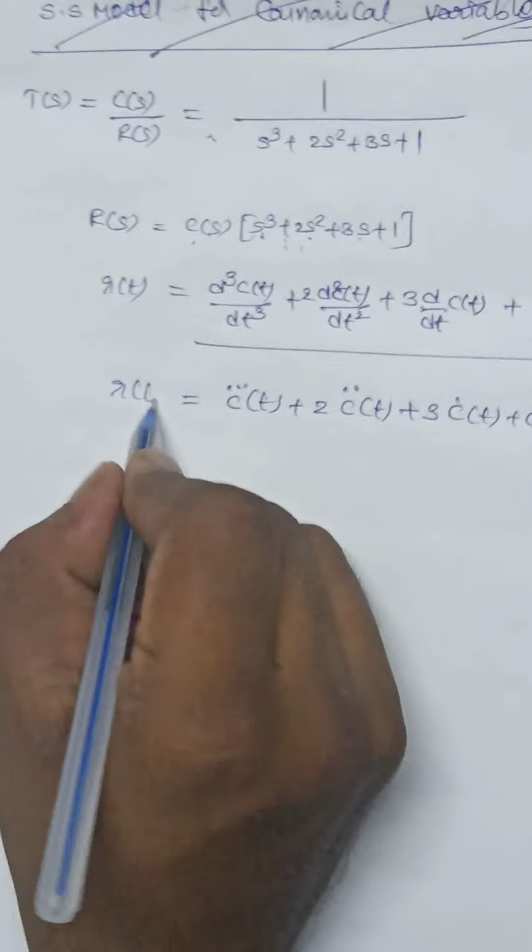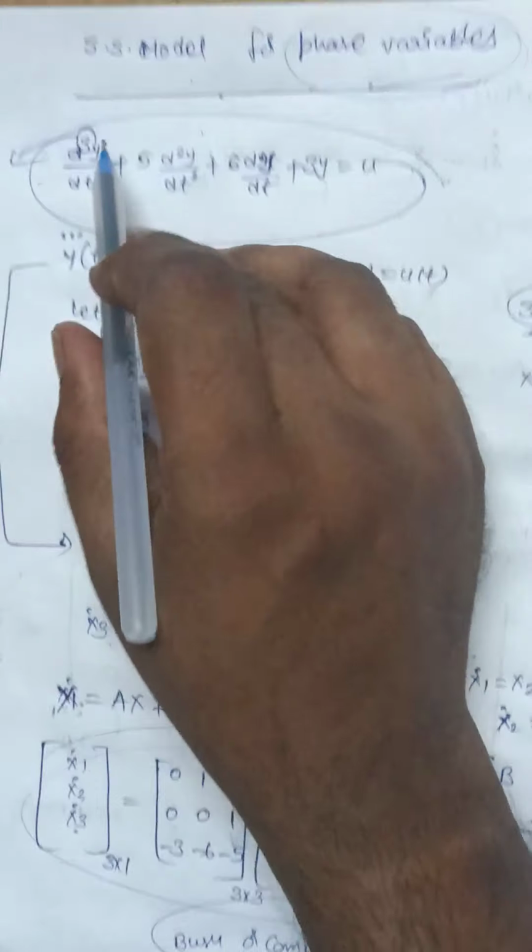So just now we discussed the same question here. That is, this is the output y and this is the input. Here also this is the output and this is the input.